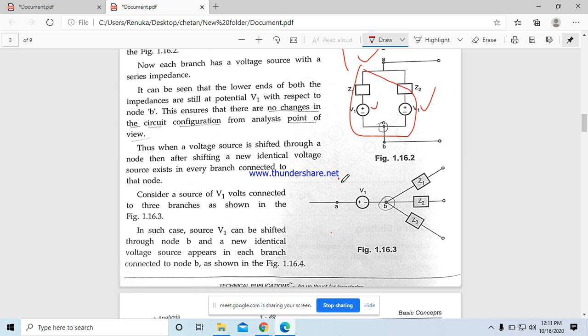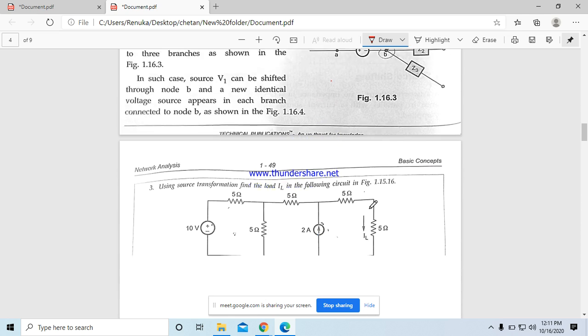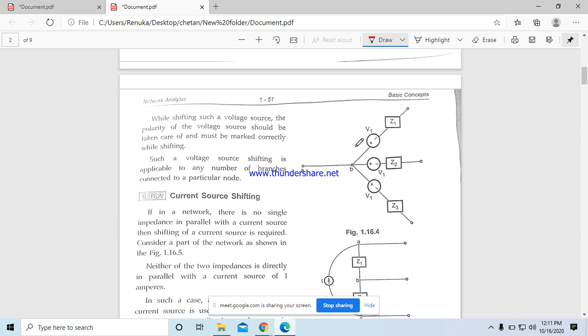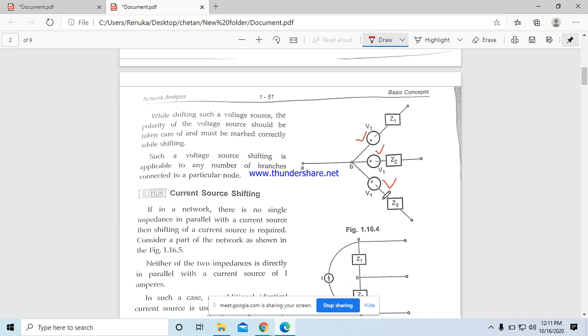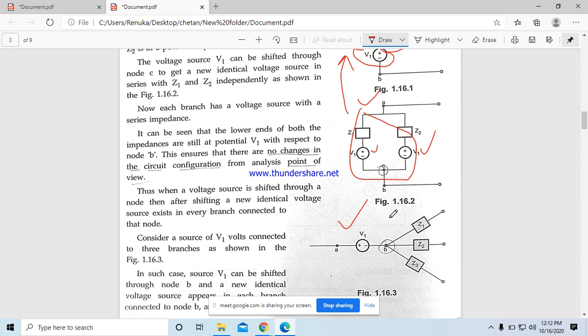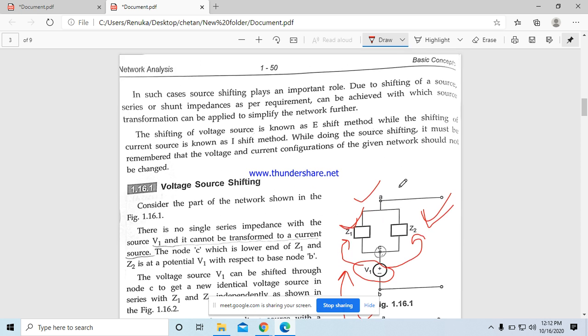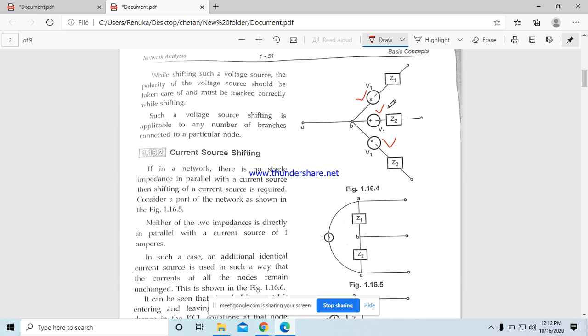Next, if you are having a circuit like this, V1 is common to Z1, Z2, Z3. Instead of writing like this, you can write like this also, so that you can make V1 independent to Z1. You can draw V1 independently to Z2, and V1 independently to Z3, so that you can shift V1 from this place to this place, from this to this.